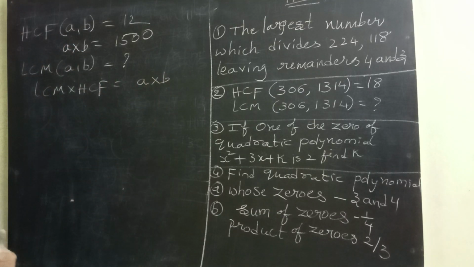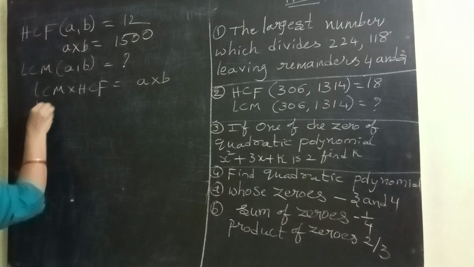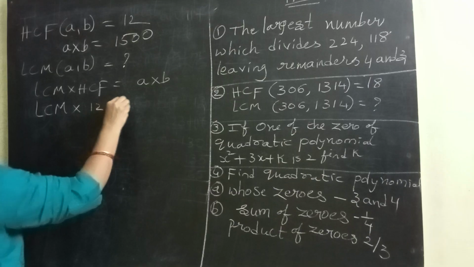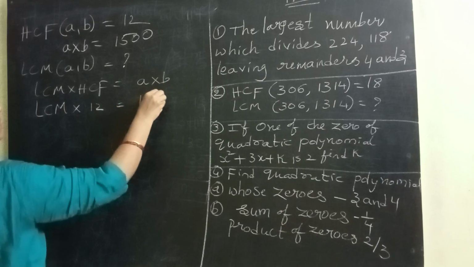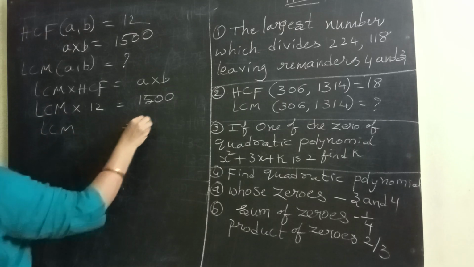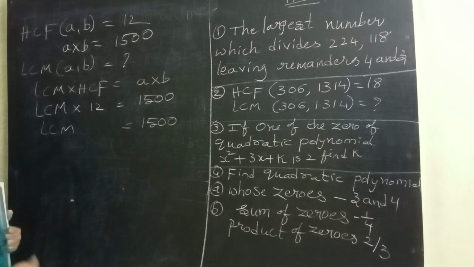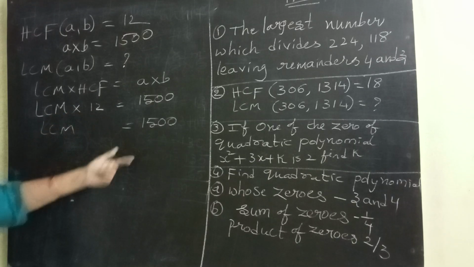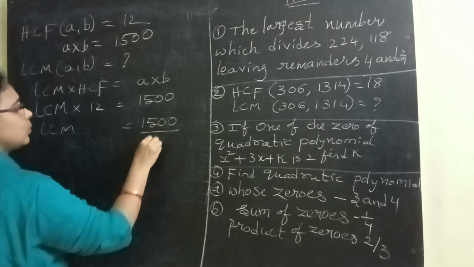What do you know? Substitute here. Our question is LCM, write as it is. HCF, it is already given. A into B, he has given 1500. What do you want? LCM is equal to, after, 1500 as it is. Between these two, which operation is going on? It's product. Transpose to the opposite side, divide by 12.